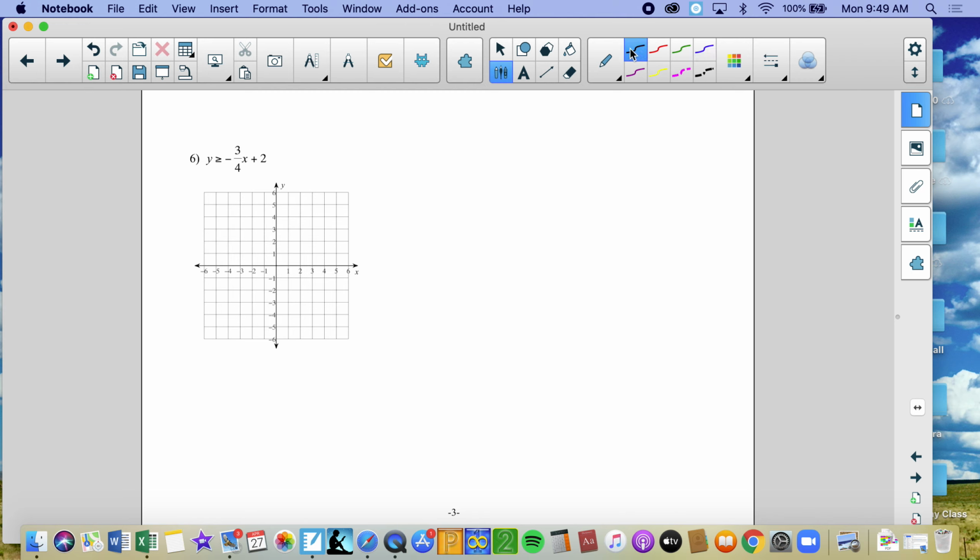So here we go. It's in slope-intercept form already. My slope is -3/4. My y-intercept equals 2. So I'm going to plot my y-intercept, then I'm going to use my slope. Notice this negative is in the middle. If it's in the middle, it can either be in the numerator or the denominator. It can't be in both, but there's only one negative, so you either put it in the numerator or the denominator. It doesn't matter. So I'm going to go down 3, right 4.